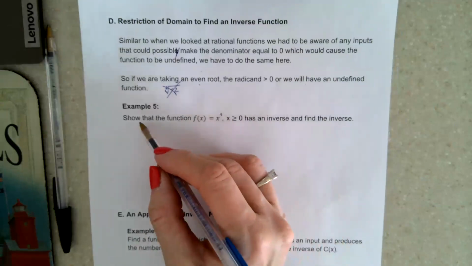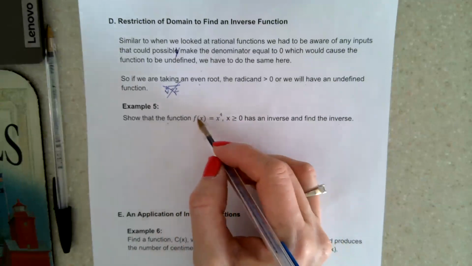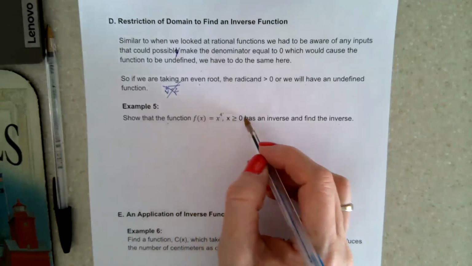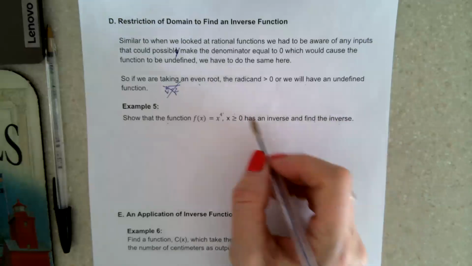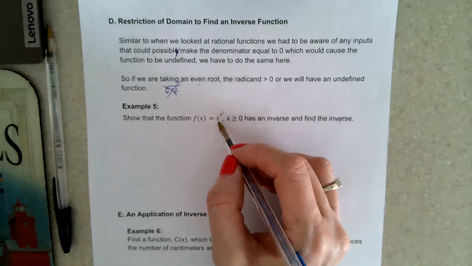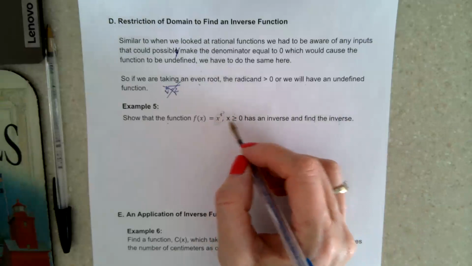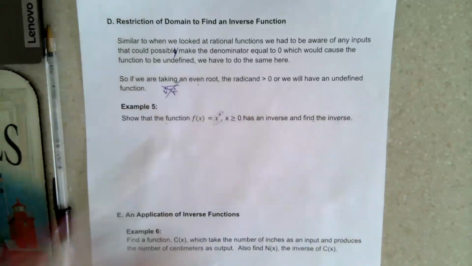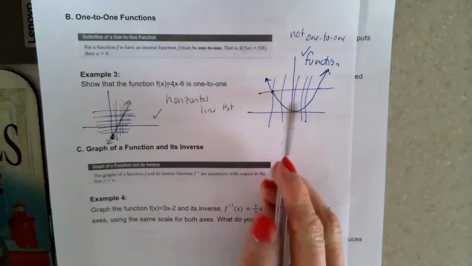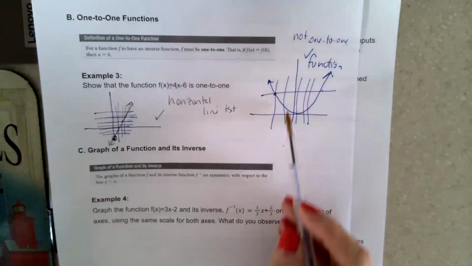So show that the function f of x equals x to the 4th, when x is greater than or equal to 0, has an inverse, and find the inverse. So we're restricting that value only to when x is greater than 0. Otherwise, it's going to be the issue that we have here with this quadratic. It doesn't pass the vertical line or the horizontal line test.